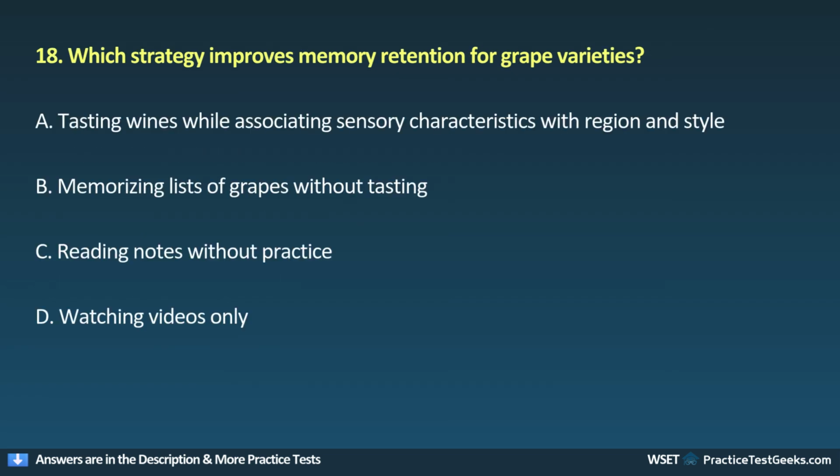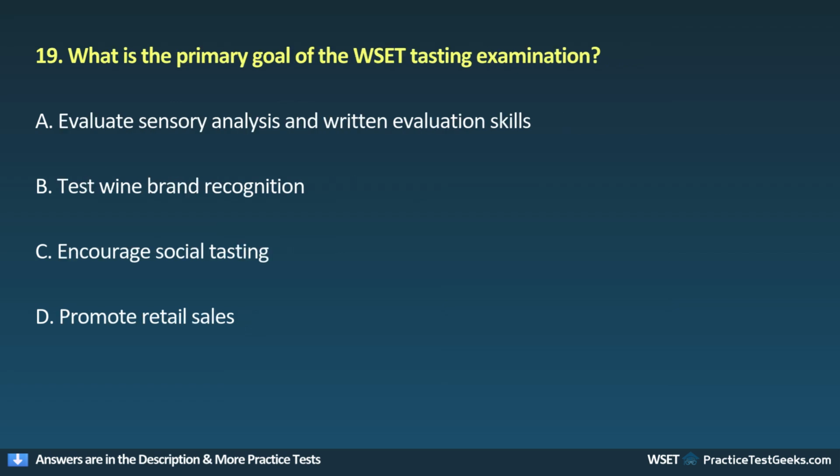18. Which strategy improves memory retention for grape varieties? A. Tasting wines while associating sensory characteristics with region and style. B. Memorizing lists of grapes without tasting. C. Reading notes without practice. D. Watching videos only.